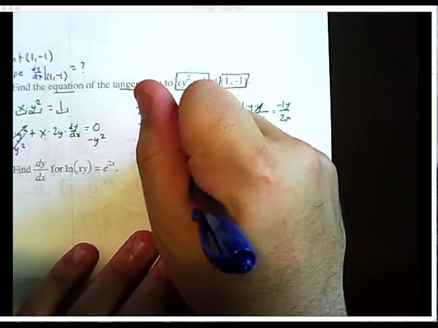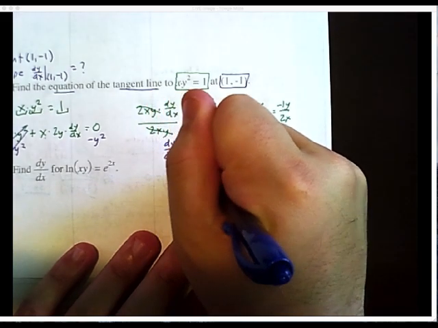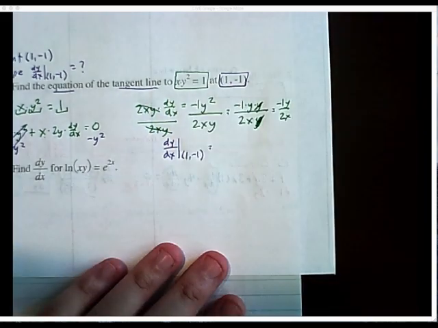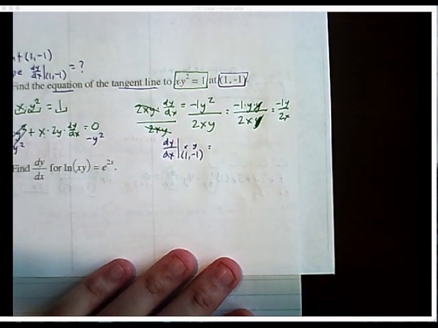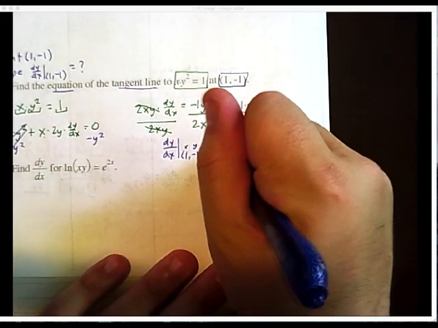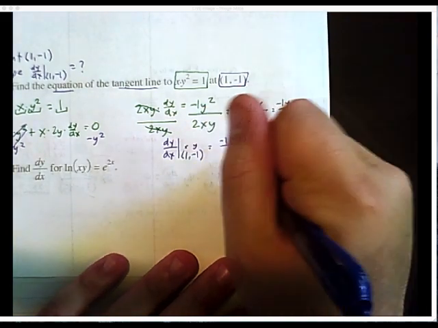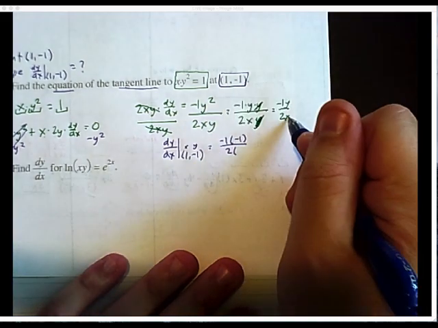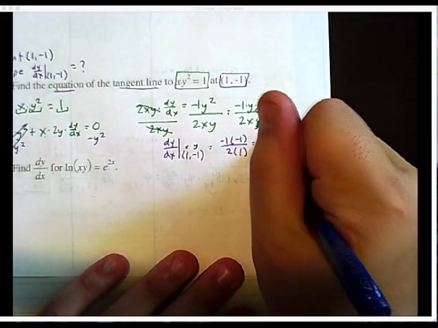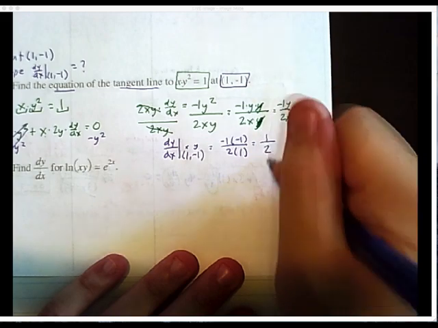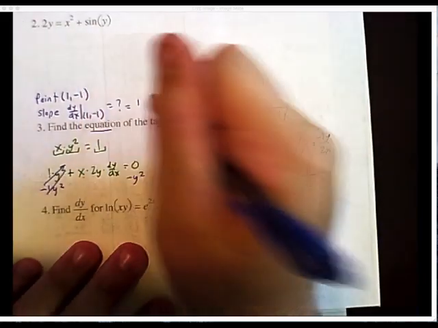Now let's figure out what the derivative is at the point 1, negative 1. Everywhere I see an x, I'm going to plug in 1. Everywhere I see a y, I'm going to plug in negative 1. So negative 1 times the y value, which is negative 1, over 2 times the x value, which is 1. Negative 1 times negative 1 is positive 1. 2 times 1 is 2. So I just figured out the slope there is 1/2.